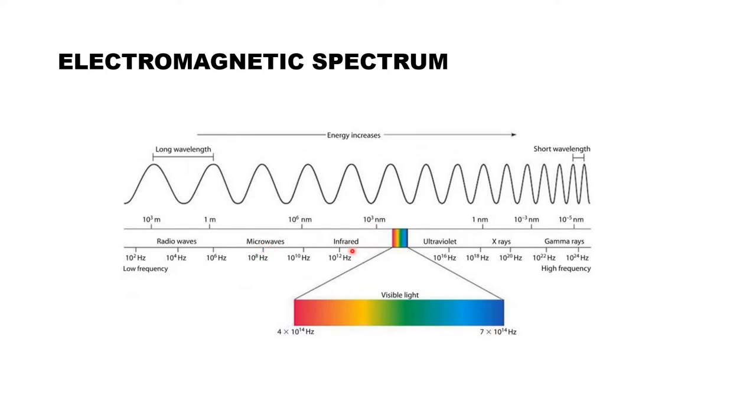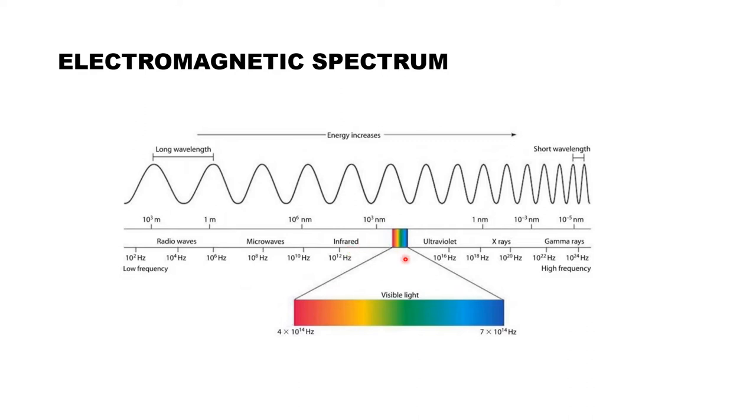The next one is infrared rays. Infrared rays are generated from heat waves. For example, if you have any muscle pain, applying heat will help. If you give heat, the muscle pain will recover. So that is the function of infrared waves.